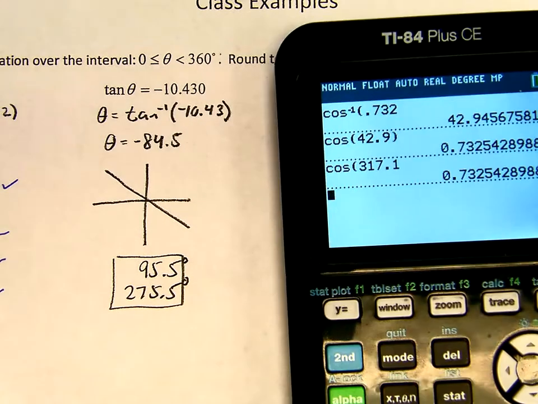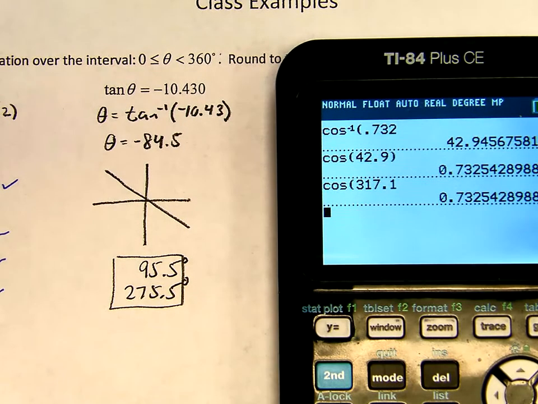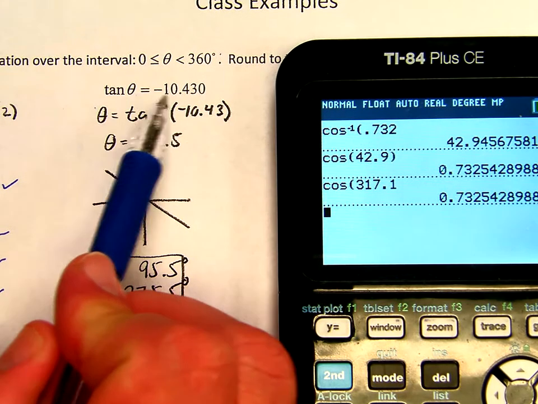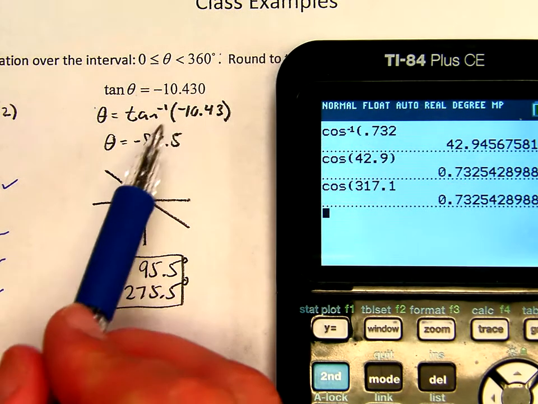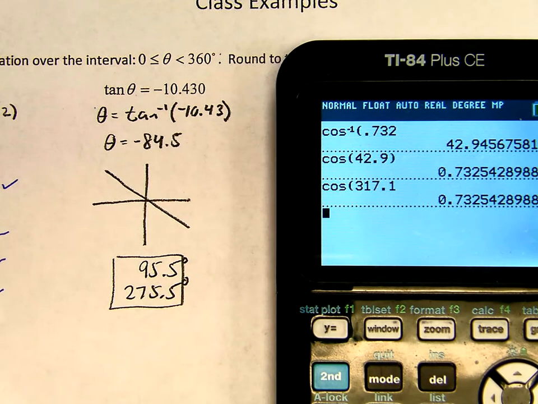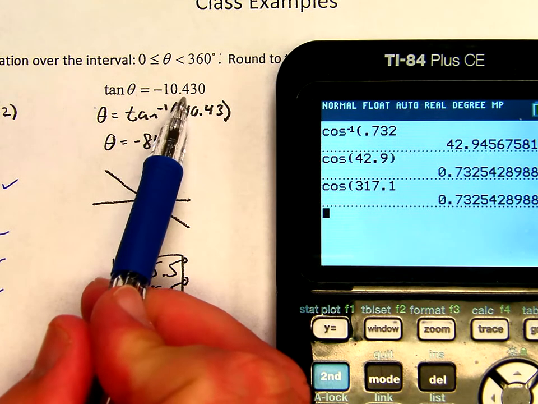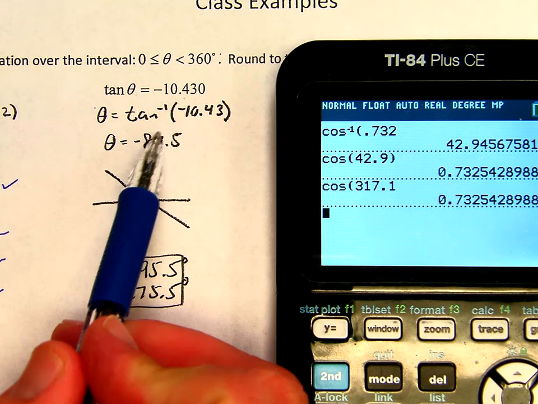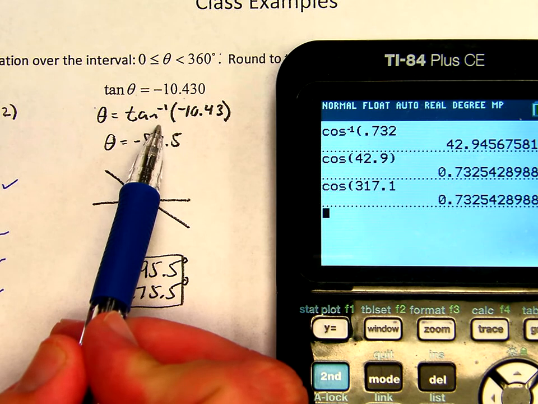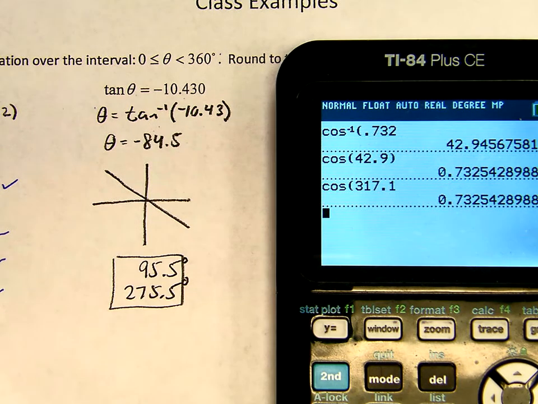Okay, second example. The tangent of what angle is negative 10.430? We can't get this on a unit circle because there is no place on a unit circle where, if we divide the y-coordinate by the x-coordinate, we're going to get that decimal. So we're forced into using technology. So that's the first thing I'm going to type in my calculator, the inverse tangent of that decimal.